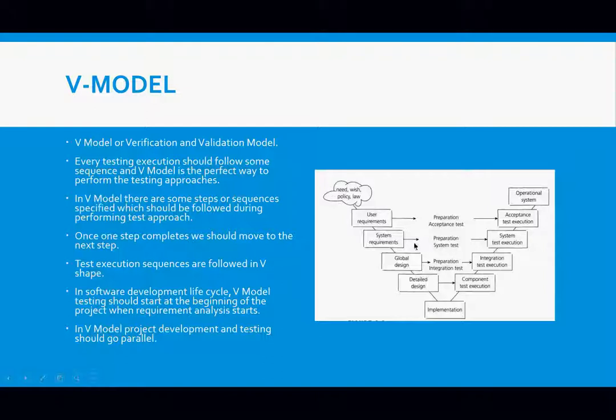So you're going to move down the ladder when you are doing development, and you're going to move up when you are doing your testing. Basically, it means that you get your user requirements, your system requirements, your design done, your detailed design done, and your implementation done. And then after that, you get your unit testing done, your integration done, and your system testing. So on and on like that, that's what you will do in a V-model.